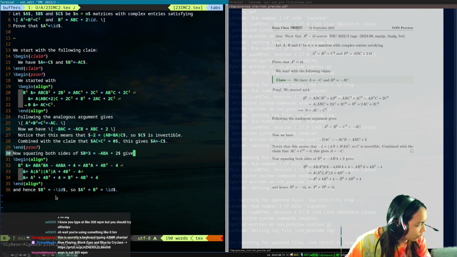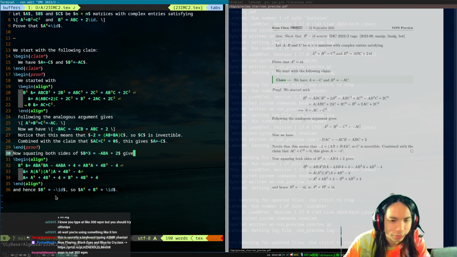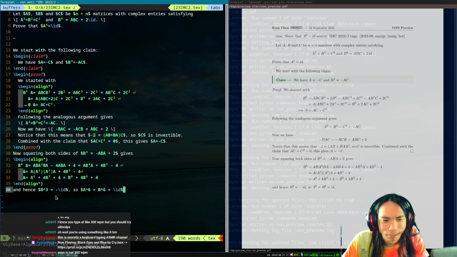I know you type at like 300, but I should use ultisnips. Yeah, I may do that at some point, on some recommendation, but I haven't done that yet.